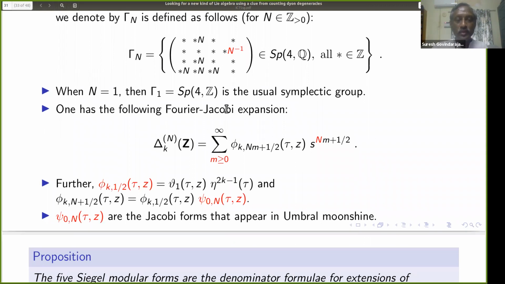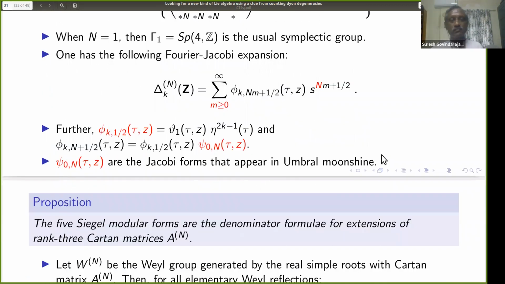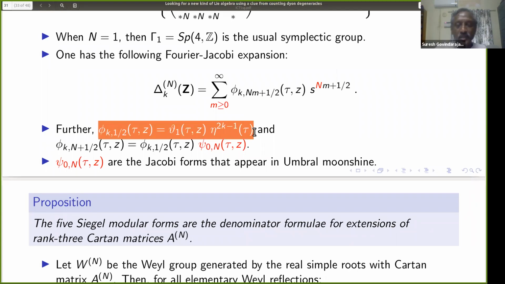If you go ahead and look at the Fourier Jacobi expansion of these guys, this n comes here. So what you see here is that if we look at the m equal to 1 term, that would be a Jacobi form of weight k, but index will be n plus 1. Okay, so for all these examples, we get something very, very nice. We get phi k of half is theta 1 times some power of eta. Okay, so this you can see looks like the denominator formula for some Borcherds extension of SL2 hat.